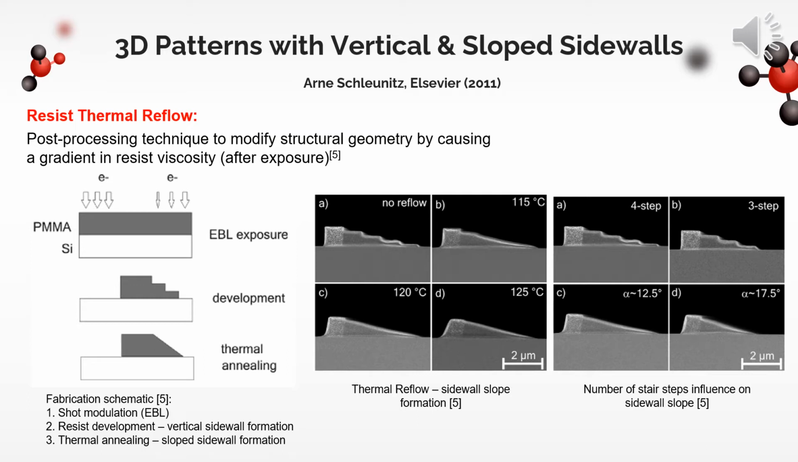Firstly, after developing PMMA on a silicon substrate, they achieved the three-dimensional resist patterns by shot modulation. Then, they developed the resist, creating a step profile. Lastly, they thermally annealed the microstructure to create a slanted three-dimensional profile with a continuous slope. In the two figures on the right, we can see that the number of steps in the nanostructure and the annealing temperature influence the slope of the sidewall.